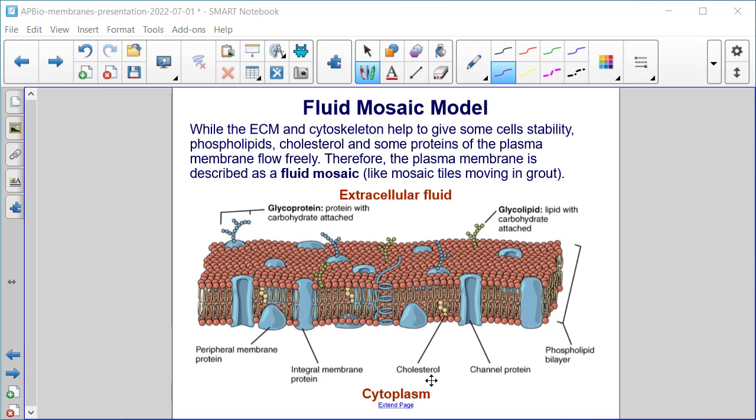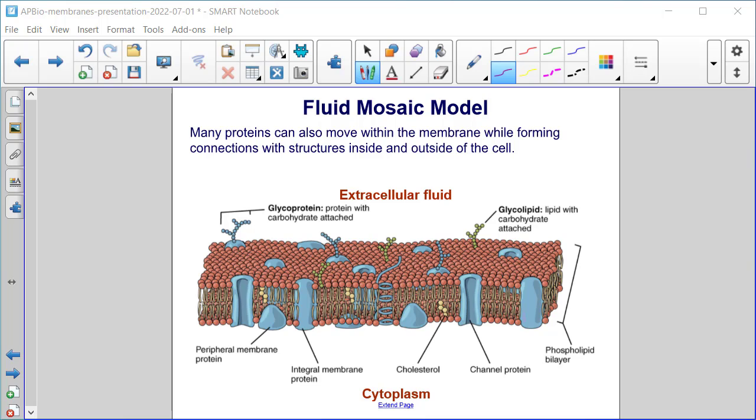And then we can see some of these molecules moving through. Here's a cholesterol molecule and some other molecules that can freely move throughout the membrane. So we have this fluid mosaic structure. Many proteins can also move within the membrane while forming connections with structures inside and outside of the cell.